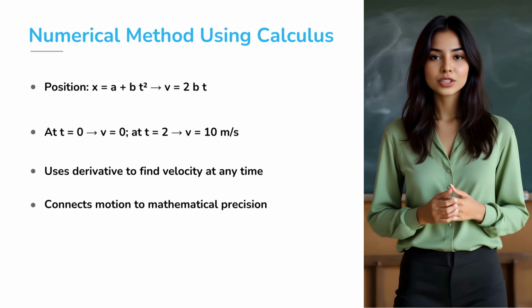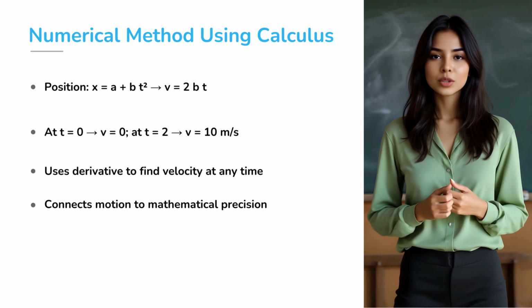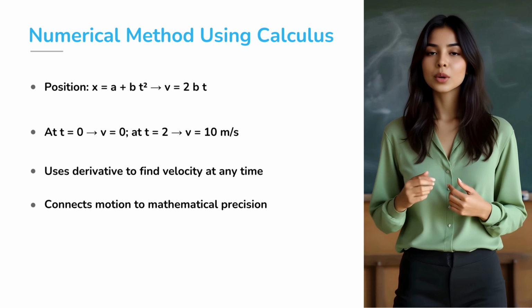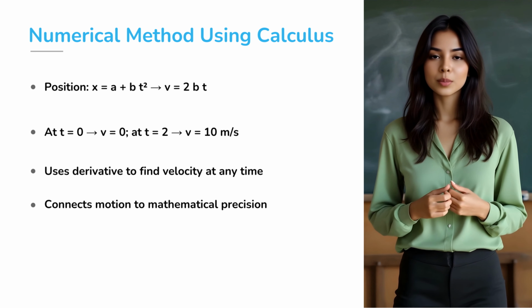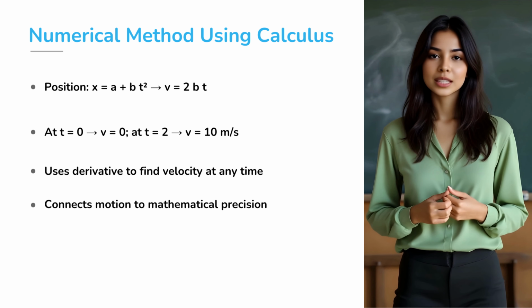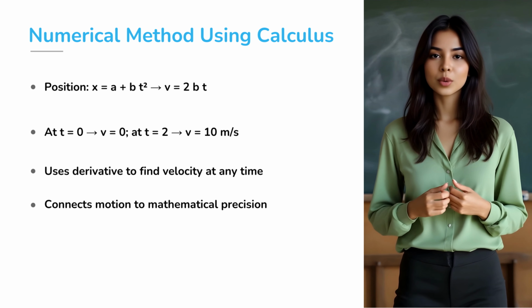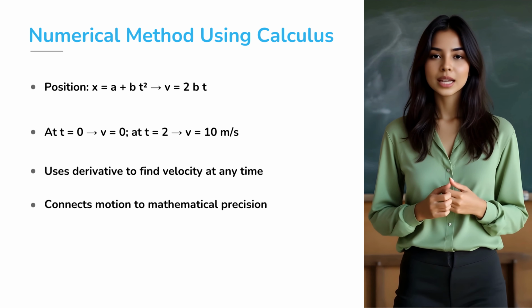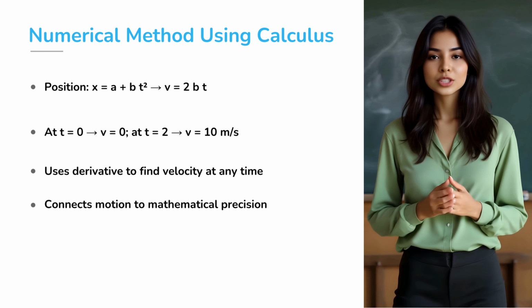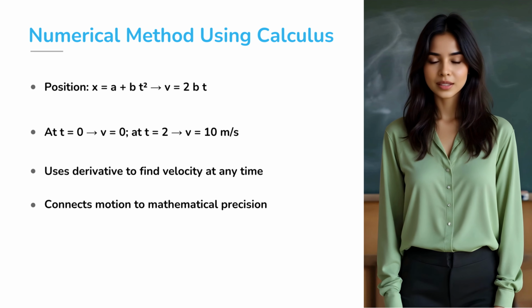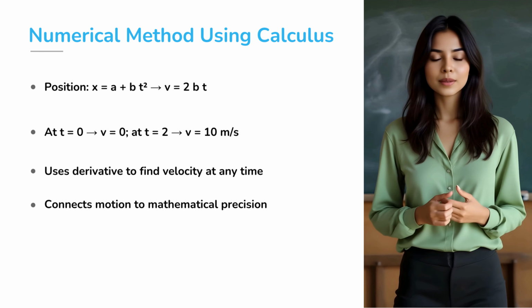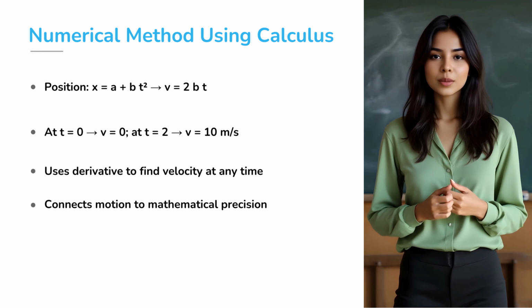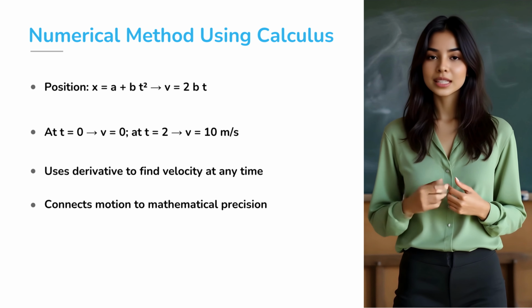At t equals 0 seconds, 2 multiplied by 2.5 multiplied by 0 equals 0 meters per second. At t equals 2 seconds, 2 multiplied by 2.5 multiplied by 2 equals 10 meters per second. So using calculus, we're able to find the instantaneous velocity. That is, how fast the object is moving at any specific instant.